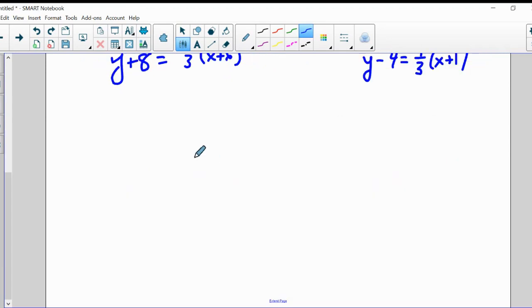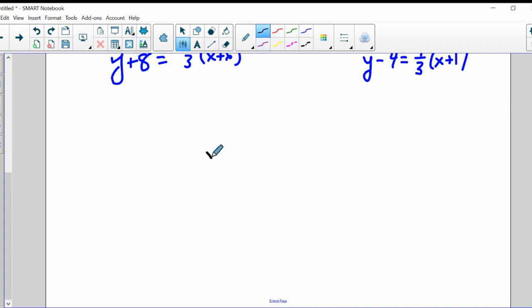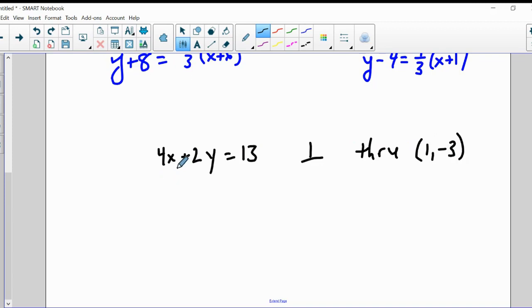One last question. What happens if I have a situation where I'm given a line 4x plus 2y equals 13, and I want it to be perpendicular through 1, negative 3? Well, when I flip these, I have 2x and minus 4y. So if they're both positive, I just change one sign. If one of them's negative, I would change one sign. I don't know why I wrote 10.